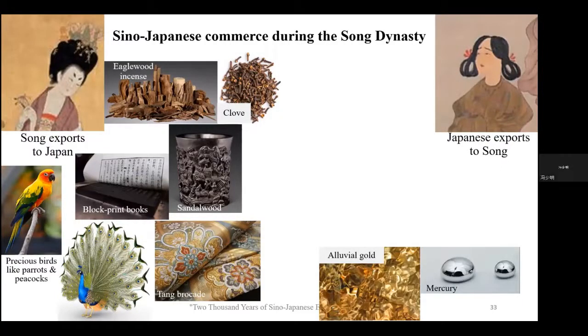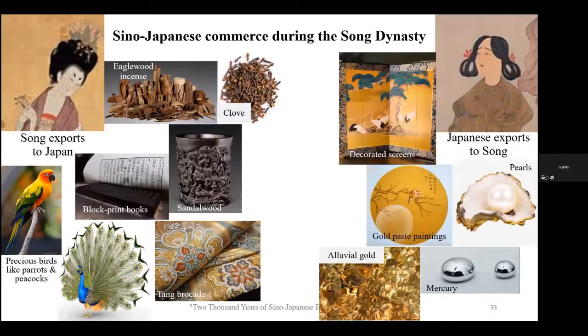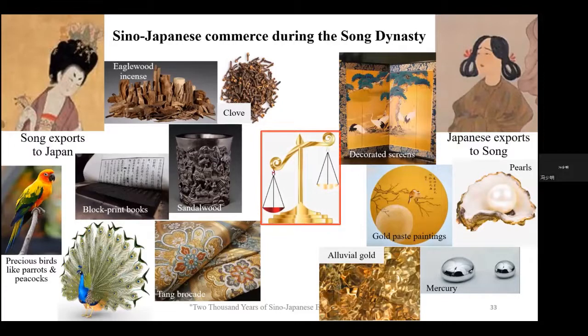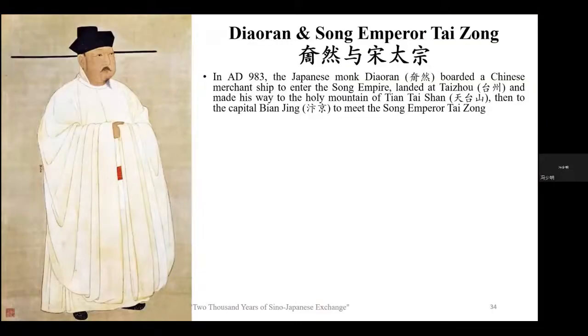Whereas the Japanese exports, they sold to the Song dynasty alluvial gold, mercury, pearls, and decorated screens, as well as gold paste paintings. You can see actually the Japanese, they wanted to buy Song dynasty goods, Chinese goods, but they had to pay a lot. As a result, all the money went to China. And the Japanese government started to have some problems.